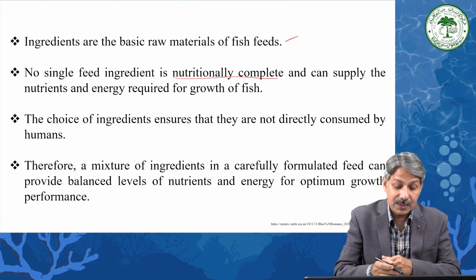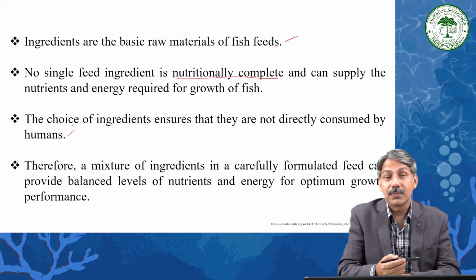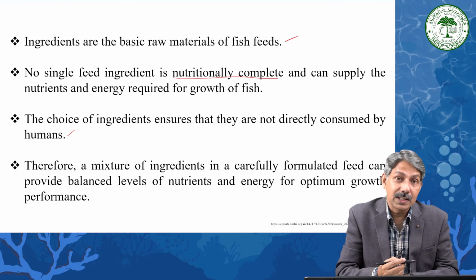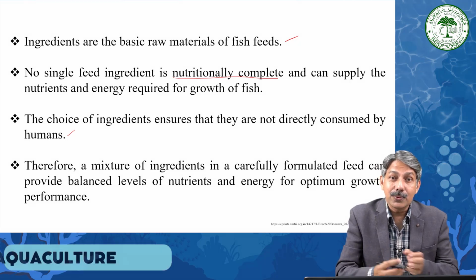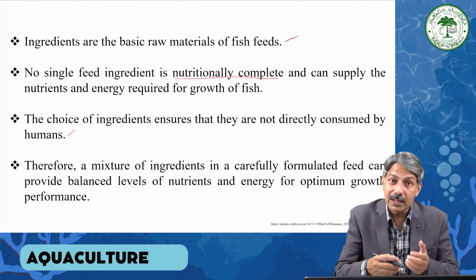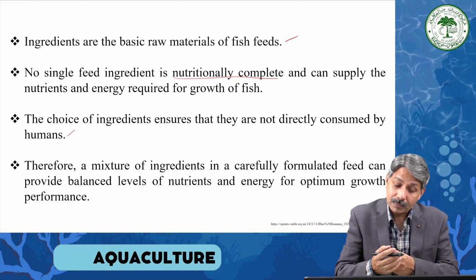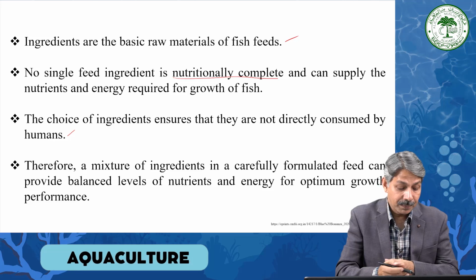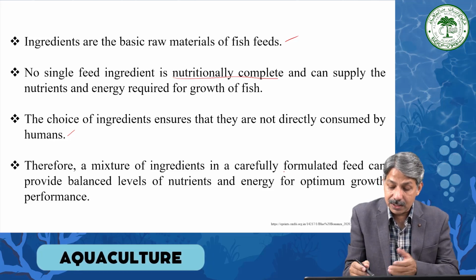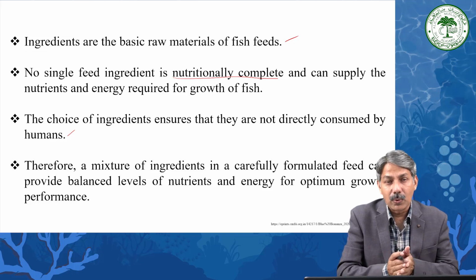So the choice of feed ingredient should ensure that they are not directly consumed by humans. In fact, if you are using feed ingredients which are directly consumed by humans, that means you are going to produce fish as human food, but you are taking food from humans to feed the fish. So ultimately, that becomes a futile exercise. So try to select only those ingredients which are not directly consumed by human beings. Therefore, a mixture of ingredients in a carefully formulated feed, as we just talked about, can provide the balanced level of nutrients and energy required for the fish species.